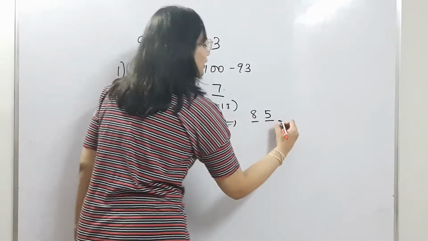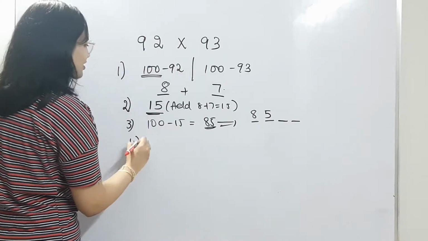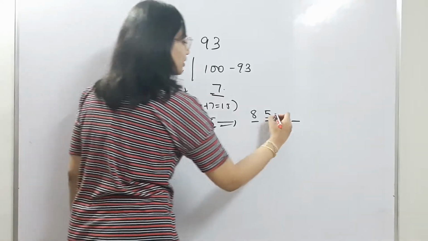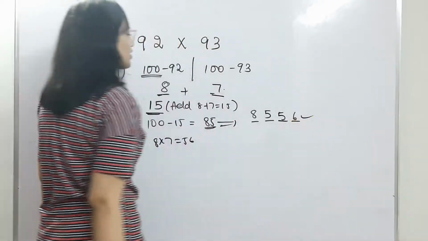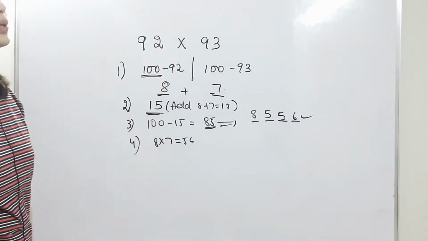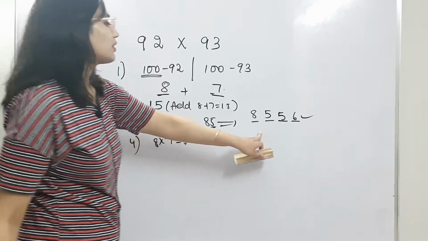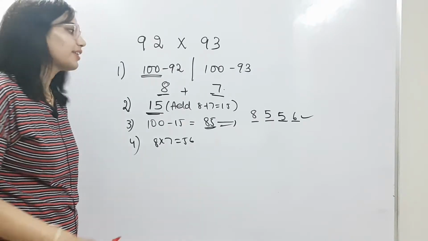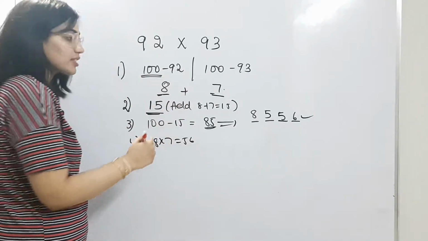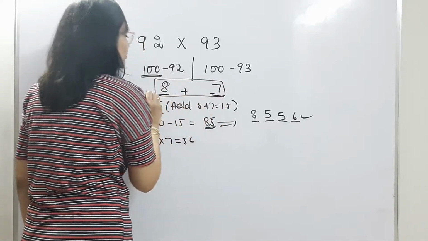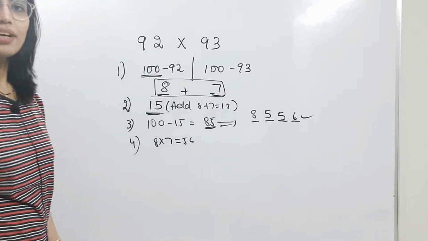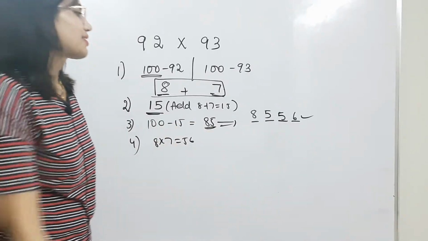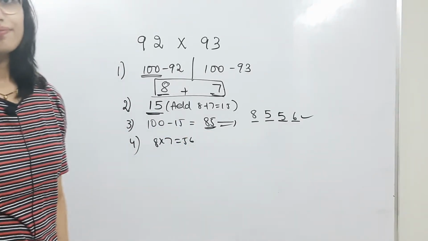Okay. Now how do we get the last two digits? We get the last two digits by multiplying. 87 only. 56. So this is how you get this value by multiplying two big numbers. You calculate the distance from 100, and once you practice, very easy, trust me. Add the distances and subtract it from 100. You'll get one value, that is the first two digits, and then multiply the distances, you get last two digits.